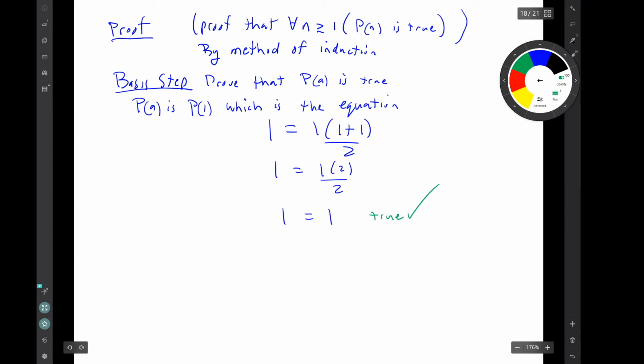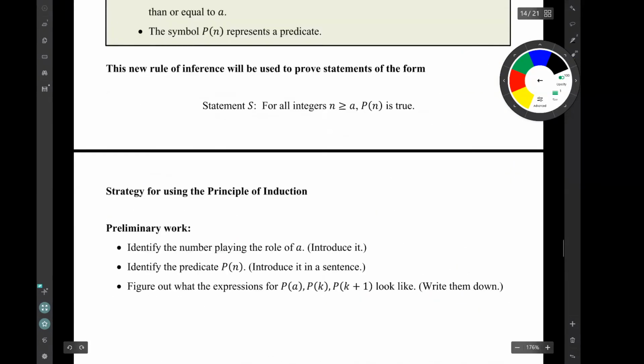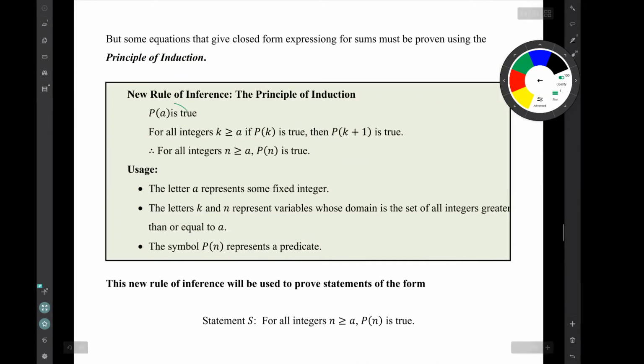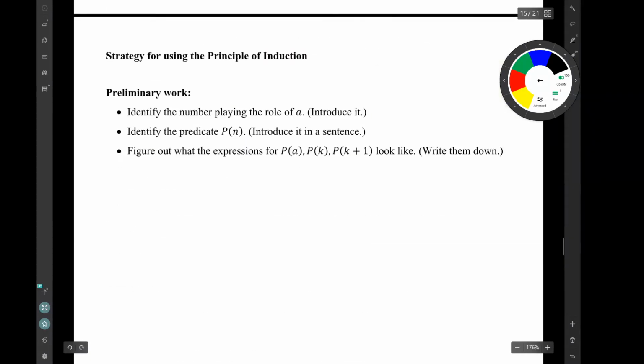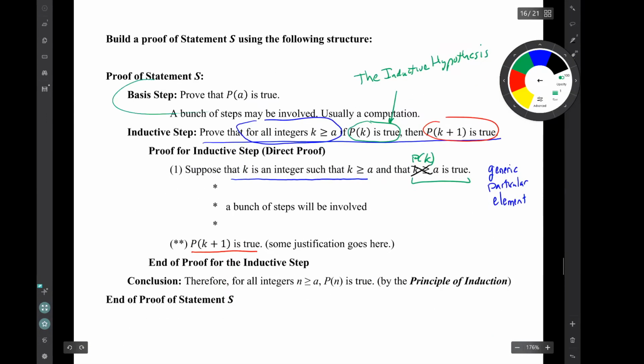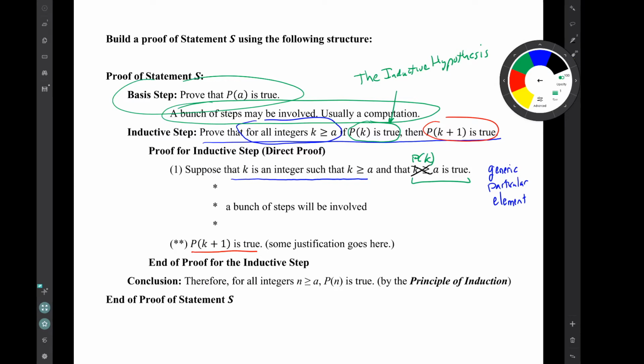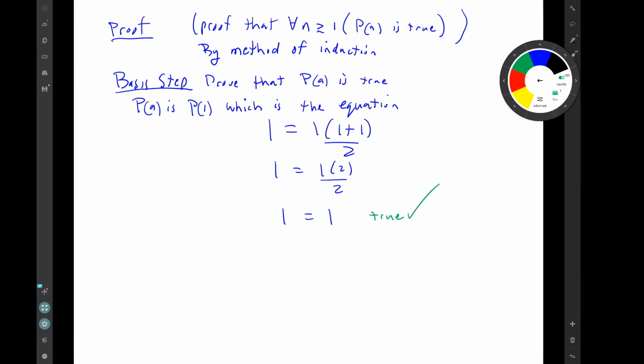That statement is obviously true. So that's the sort of thing that often happens in the basis step. Remember that the basis step is where you come up with that first hypothesis for the rule of inference. We have to prove that p(a) is true. And it always involves some computation, because you're actually finding out if a particular statement is actually true, and it can take some steps. So we've done the basis step.